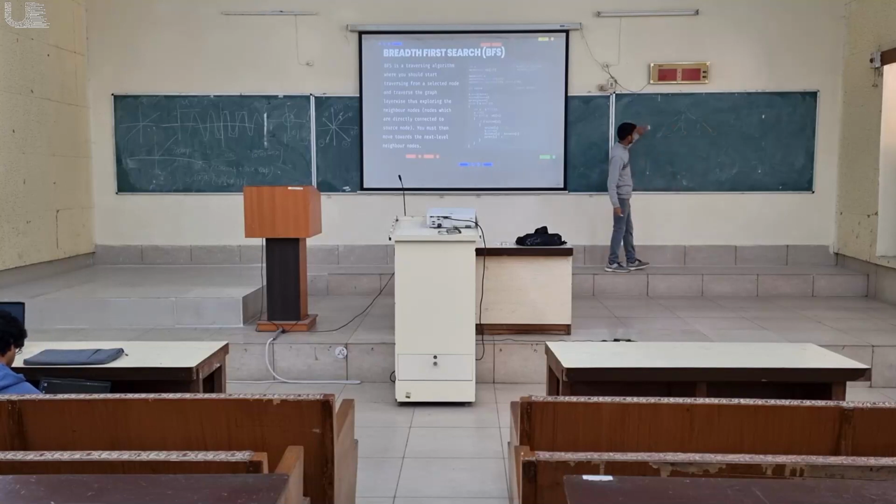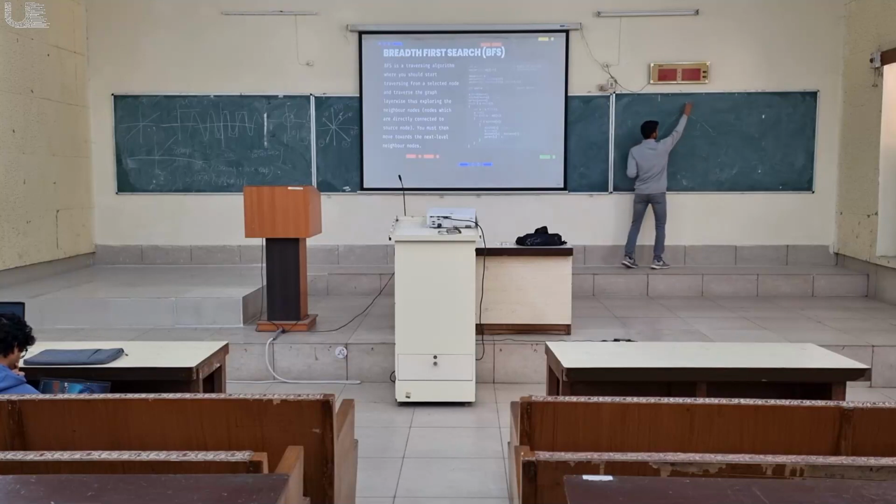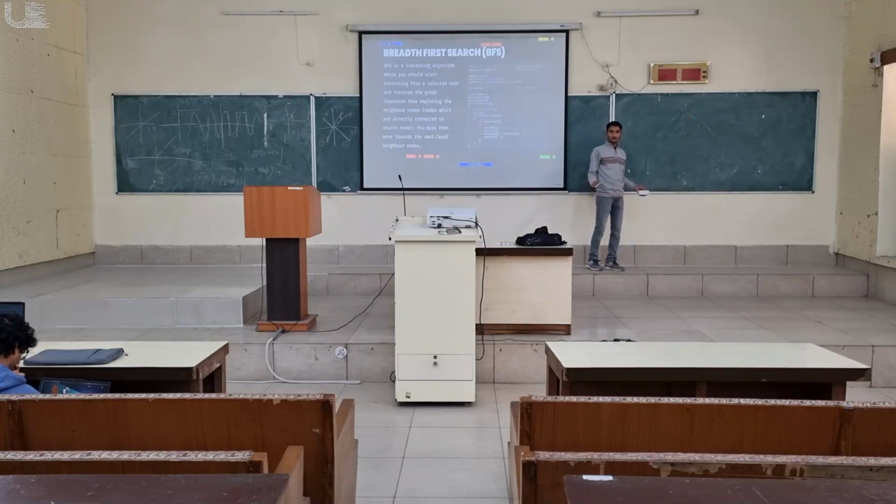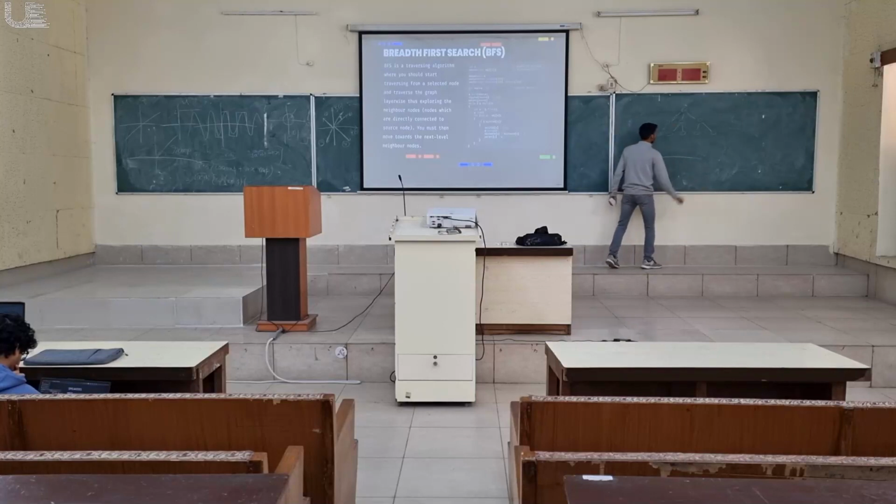This is a very simple graph. You might have complex graphs, groups, and many things, but let us take a simple example. This is the root node. We use a queue. I will represent the queue here. We put the level 0 node inside the queue first.